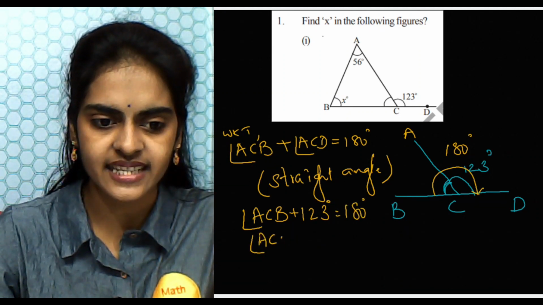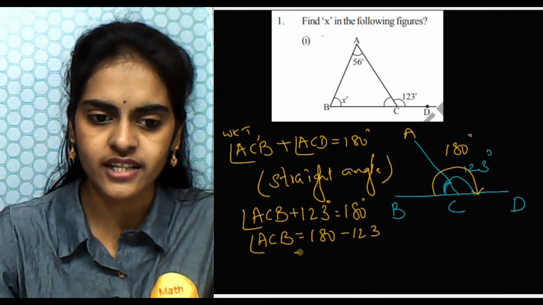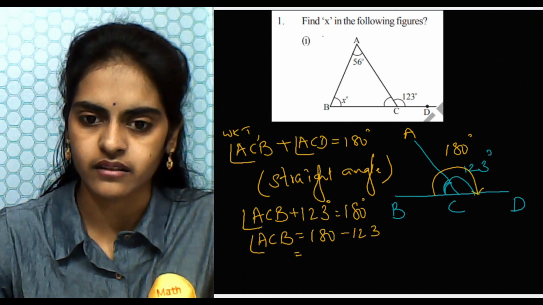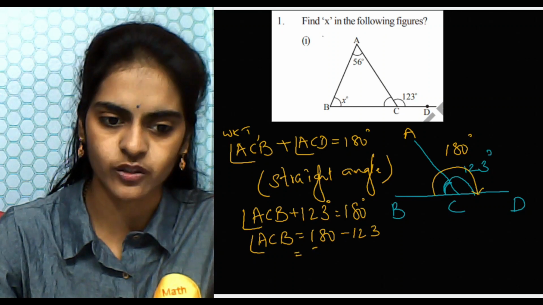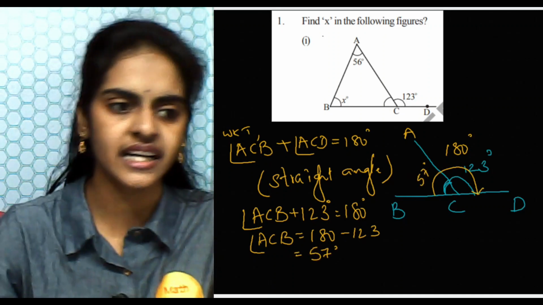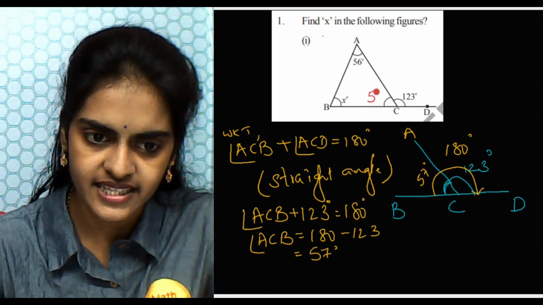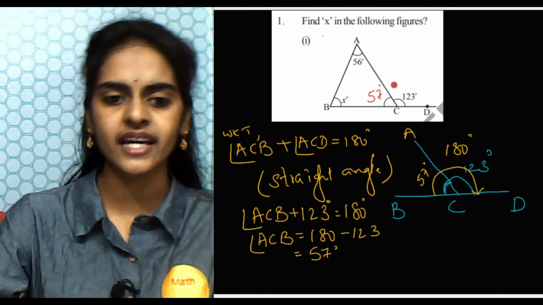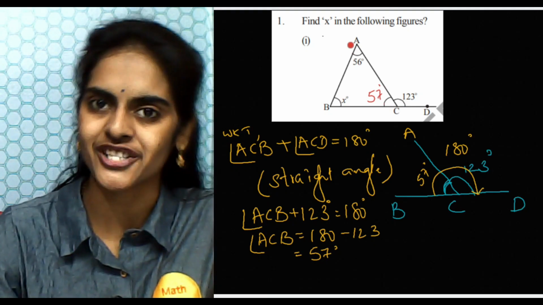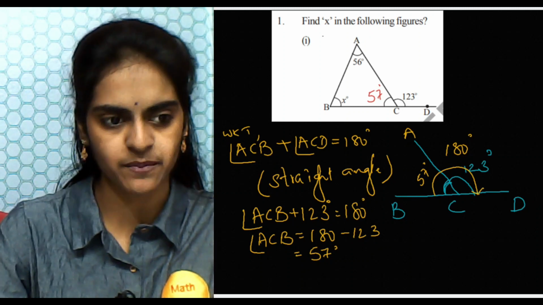So angle ACB is nothing but 180 minus 123. What is 180 minus 123? It is 57, so this angle is 57 degrees, clear? Let us write the same here. This is 57 degrees. Now just see, this is a triangle, so the sum of angles in a triangle is nothing but 180 degrees, isn't it? So let us do that step now.